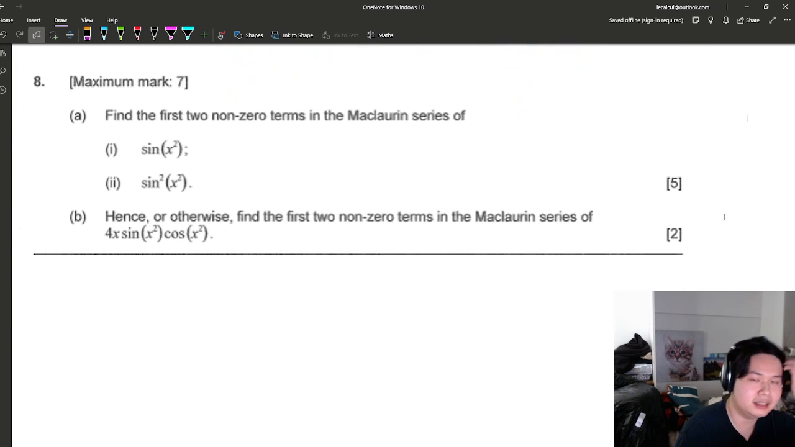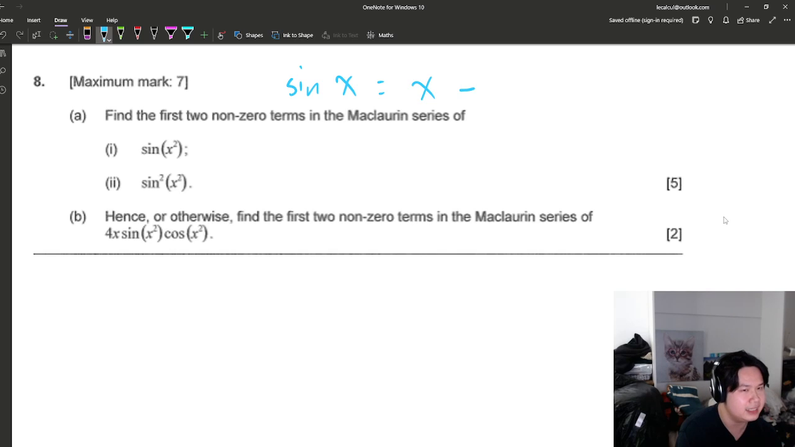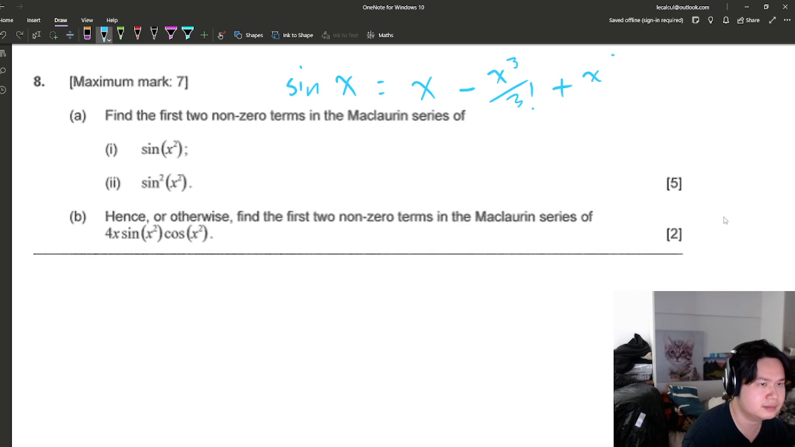Okay. Maclaurin series. We want to write the first two non-zero terms of sine x squared. In your formula booklet, you do have the Maclaurin series of basic functions, sine being one of them. I think sine is the odd one, so it's odd powers of x divided by odd factorials, and it's alternating signs. And then cosine is the even ones, starting at 1.